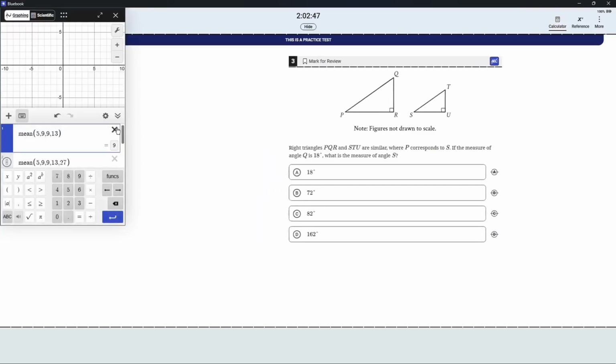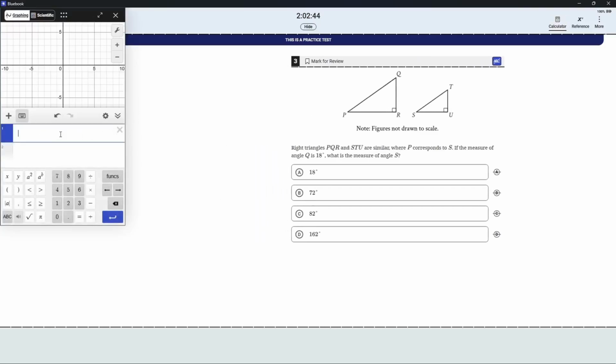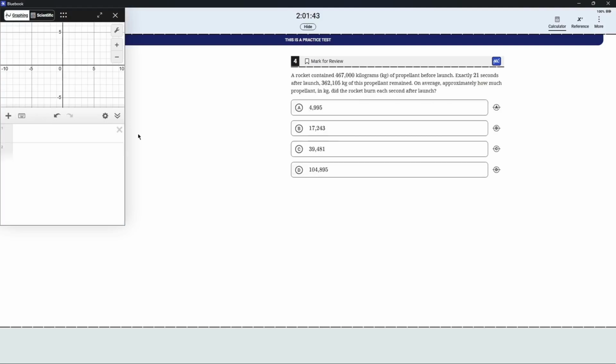So using that information and the fact that all angles in a triangle add up to 180, if Q is 18 degrees and R is 90 degrees, because it's a right triangle, then the sum of these two is 108. So you can do 180 minus 108, which gives you 72 degrees for P. And we want to find the measure of angle S. But since P and S correspond to each other, meaning they're both the same, the measure for angle S is also 72 degrees.